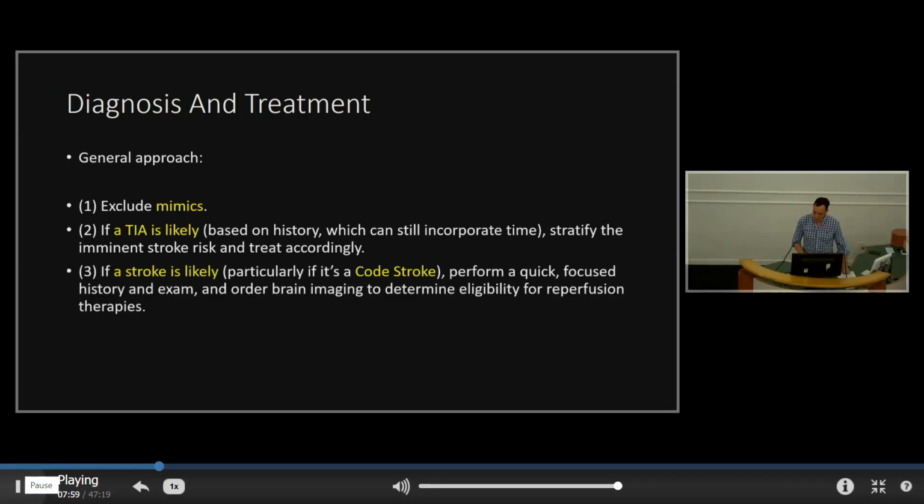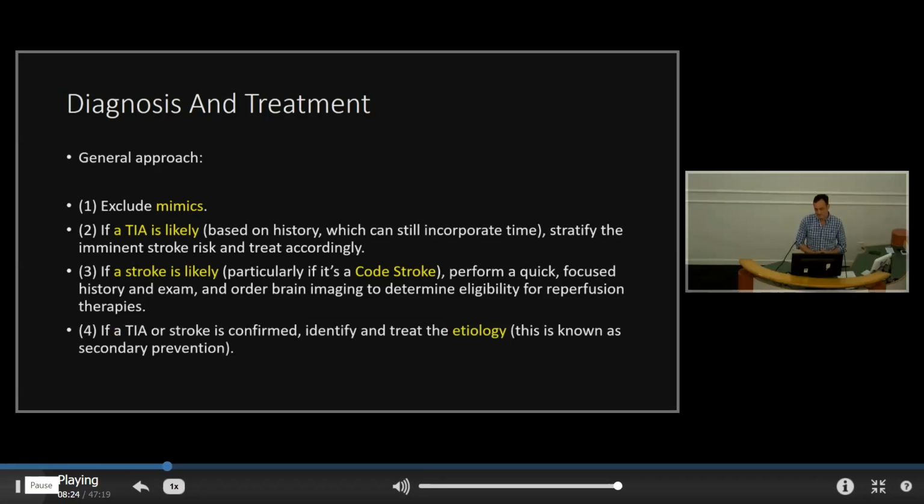But if you think a stroke is likely, and particularly if it's a code stroke, and most strokes that come to the hospital now are called as code strokes, then one must perform a quick focused history and exam, and order the appropriate brain imaging to see if the person is eligible for reperfusion. There's only two main reperfusion therapies, and we offer both of them, one on-site and one off-site in Auckland.